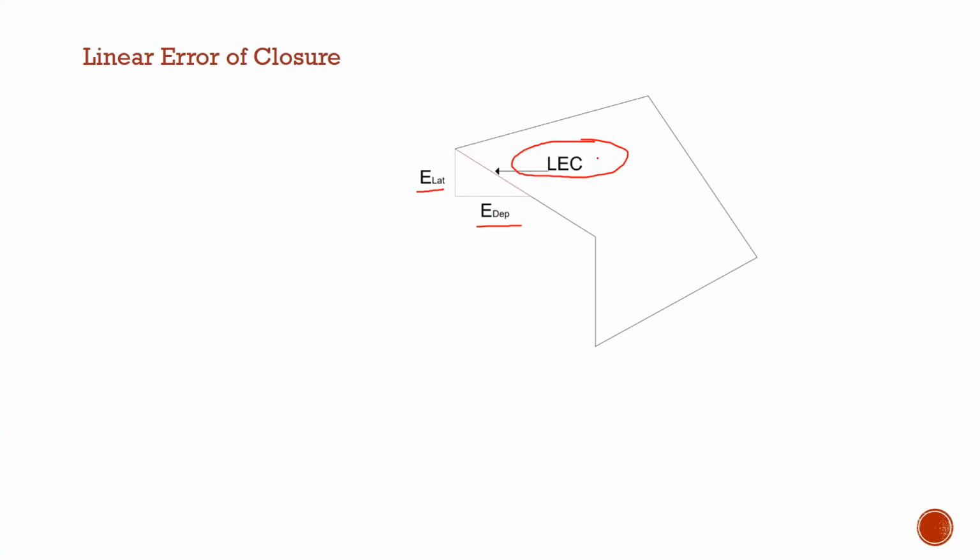Again, wala tayong linear error of closure if the summation of latitude is equal to 0 and yung summation ng departure natin is equal to 0. If this is the case, it means that we don't have committed a linear error of closure. Ibig sabihin, yung closed traverse natin is a closed traverse. Closed talaga siya. Okay?